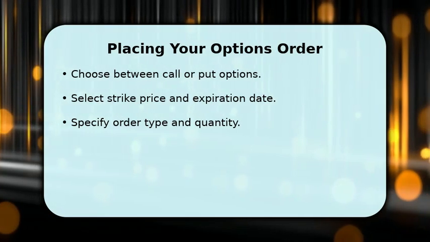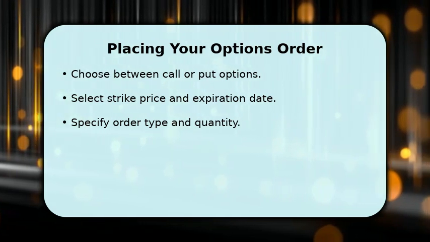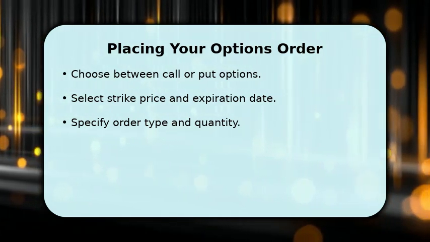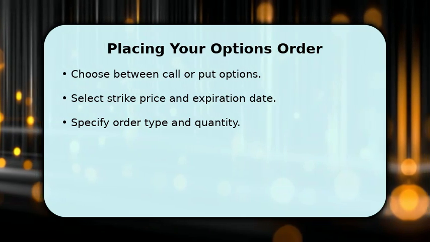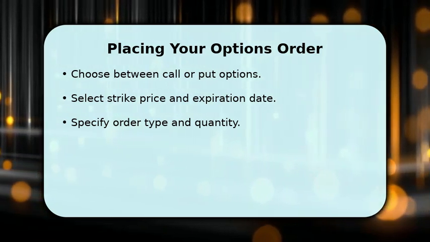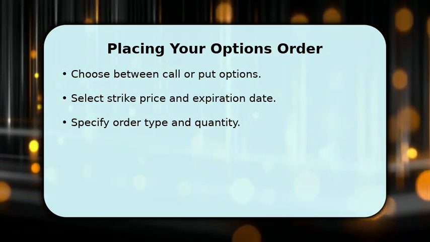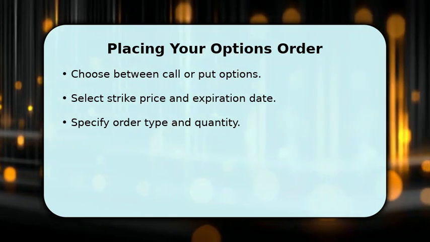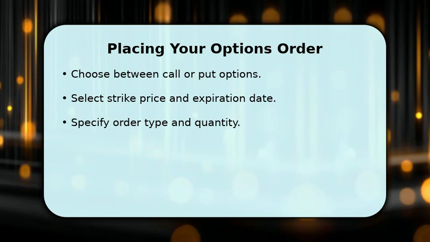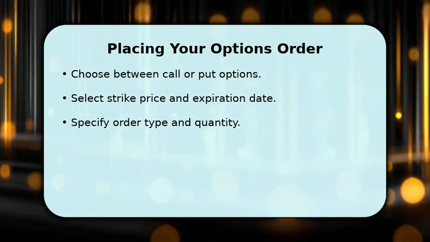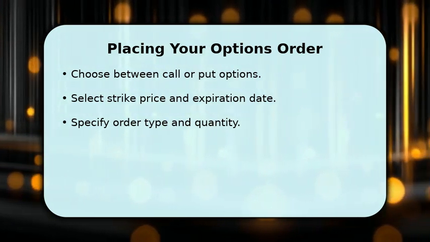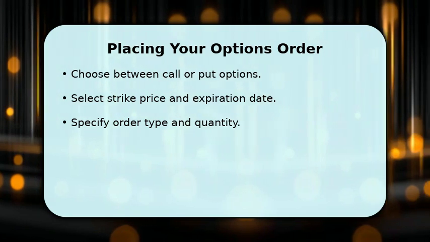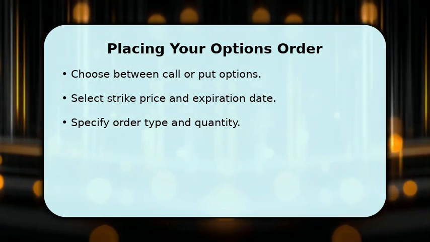Once you've selected your underlying asset, you'll need to decide whether to buy a call option, betting on a price increase, or a put option, anticipating a price decrease. Then, choose your desired strike price and an expiration date that aligns with your market outlook. Finally, specify your order type, such as a limit order, and the number of contracts you wish to purchase. Each contract typically represents 100 shares of the underlying stock.